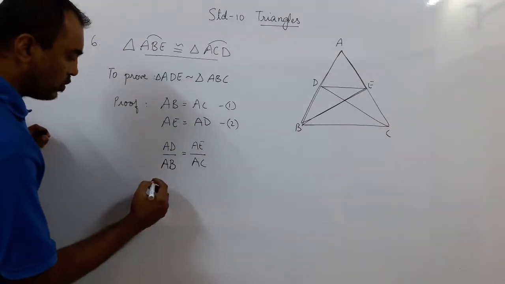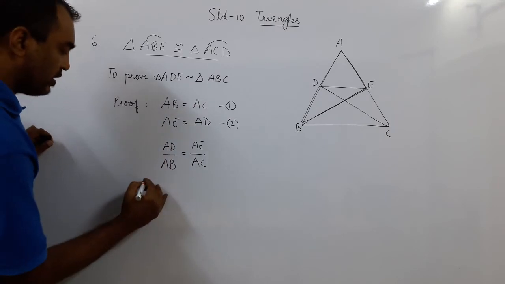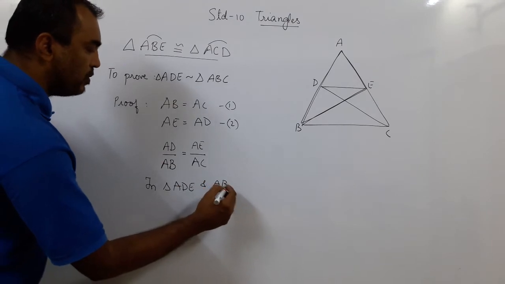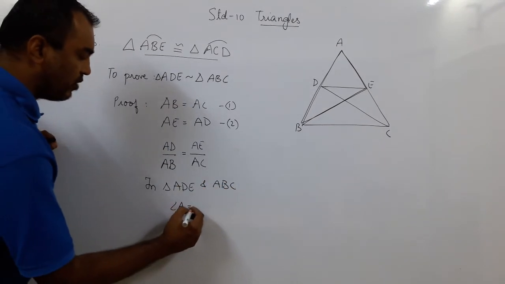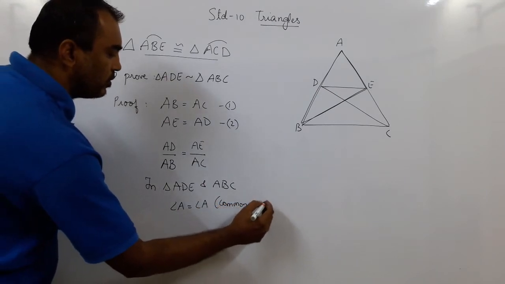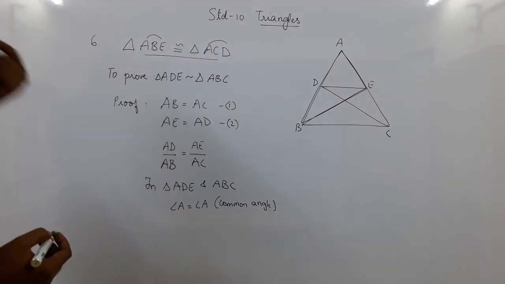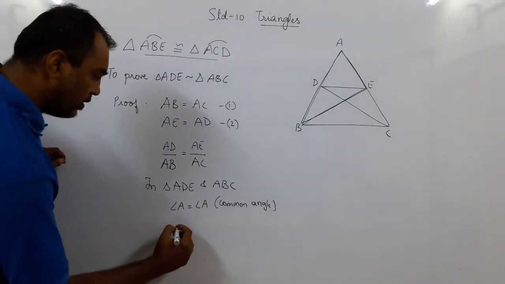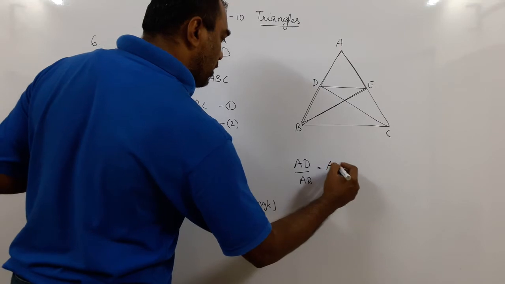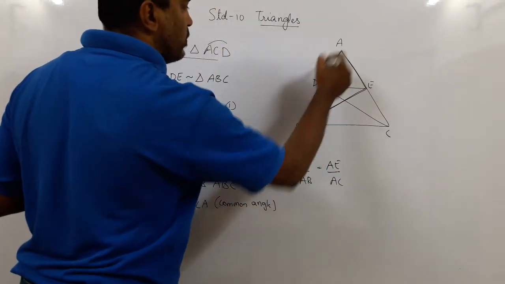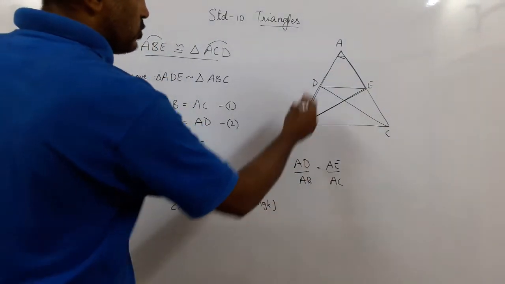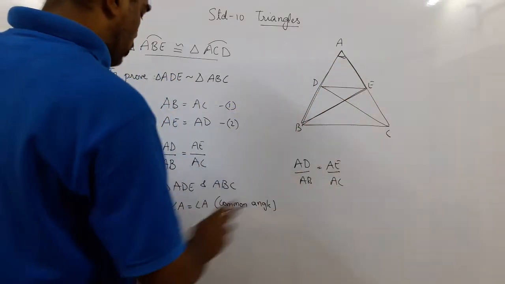Okay. So now which triangle should I take to prove this? I'll take the very same triangles. In triangle ADE and triangle ABC, angle A equal to angle A. Common. That is the common angle in both the triangles. And we have AD upon AB equal to AE upon AC. So in this smaller triangle and the bigger triangle, this angle is common in both, and it is the included angle, and the ratio of the sides is also equal.